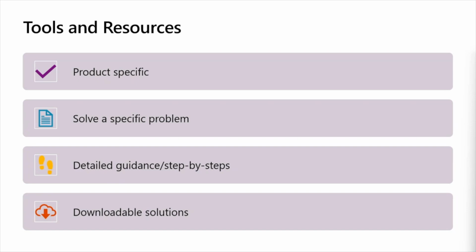And then the article will also go on to give you detailed guidance and step-by-steps. That could include the actual installation, configuration, and use instructions depending on the type of tool or resource. Many of the tools and resources out there also have downloadable solutions or resources that you can get from our GitHub repository. So this is an example of one of the different types of tools and resources that are available. I'll be taking a closer look at some of those a little bit later on when we do our demonstration.